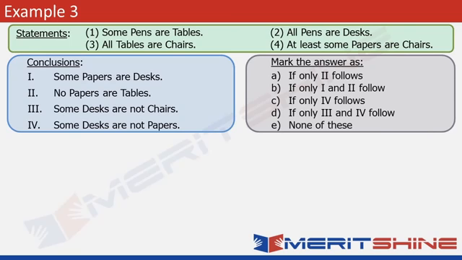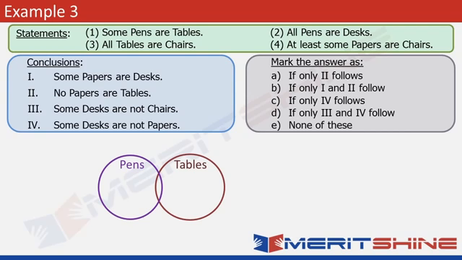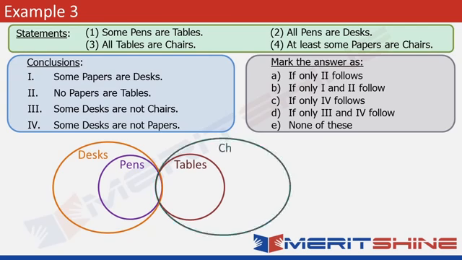Let's start by making the minimum overlap diagram. 1. Some pens are tables. So let's draw pens first. And now tables. 2. All pens are desks. So this is desks. 3. All tables are chairs. So this is chairs. Alright. Number 4. At least some papers are chairs. So this is same as saying some papers are chairs. So let's show papers. Partial overlap with chairs. Okay, so this is the diagram.